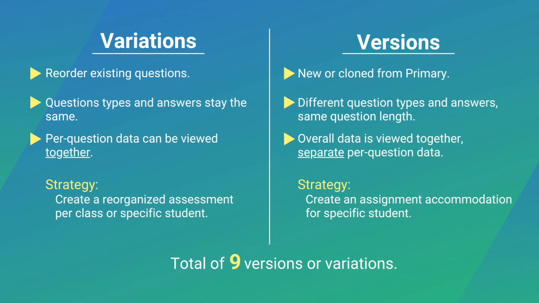You can have up to 9 using any combination of variations and versions. For example, you can have 6 variations and 3 versions, which total to 9 overall. All versions and variations must have the same number of questions. To learn more about creating versions, see the video on creating versions to an assignment in GradeCam.